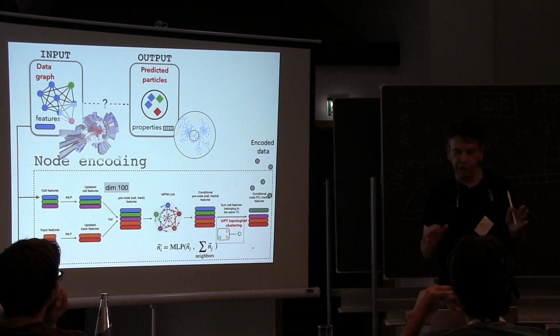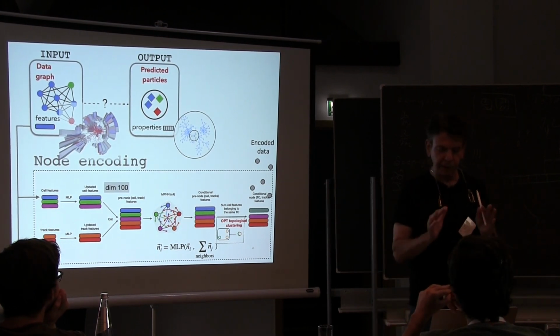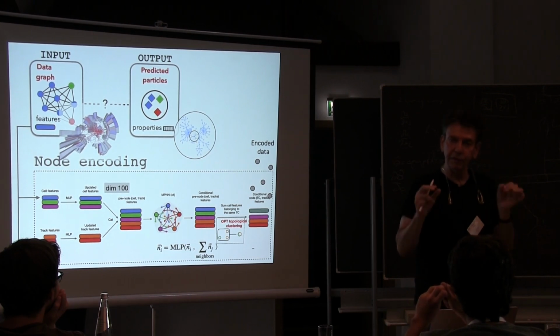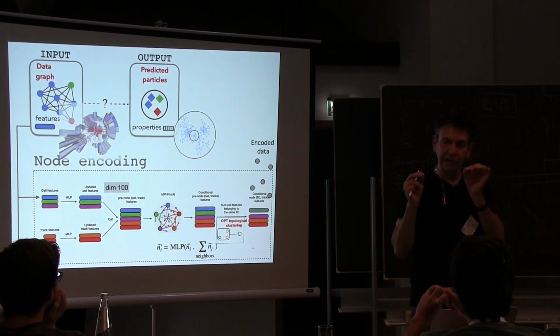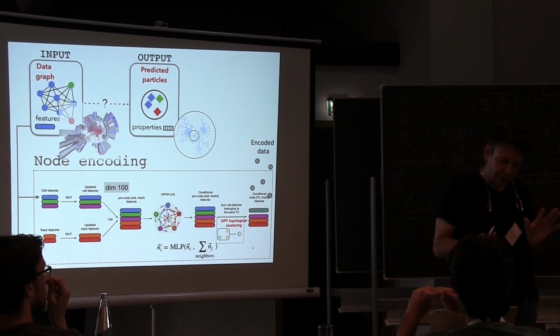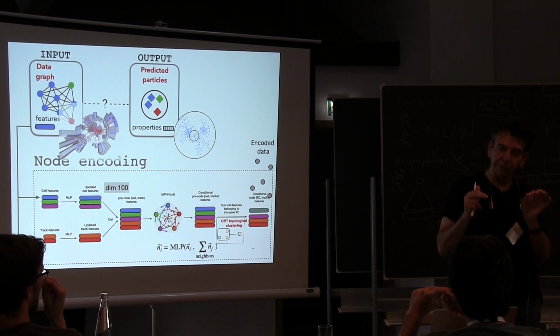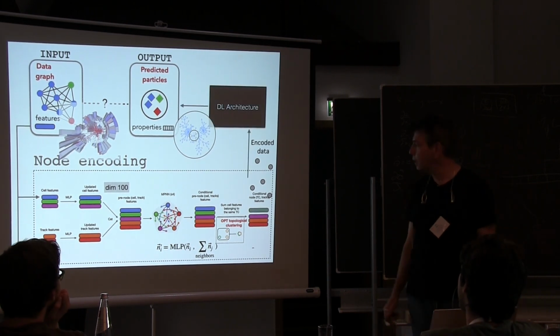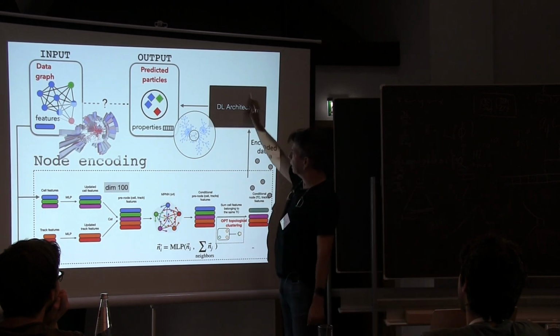So I have an embedded representation of topo clusters and tracks. That's my input. Sometimes I'll say cells and tracks, same thing from this point of view. But I have an embedded representation. That's my beginning. And then I can start to build my deep learning architecture here.